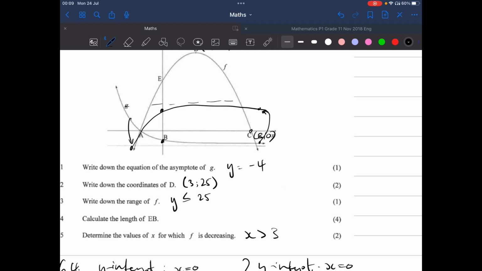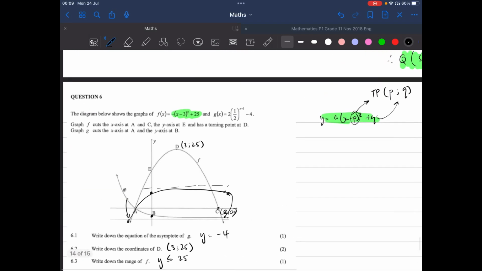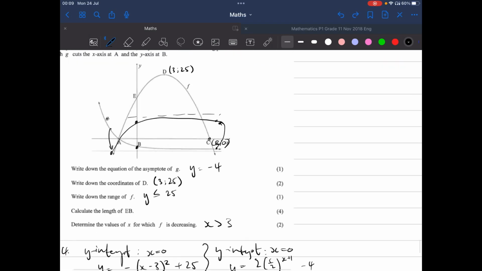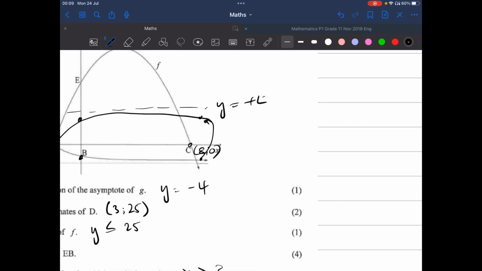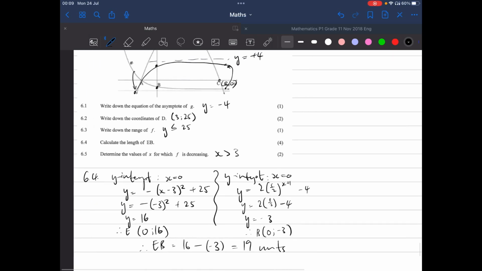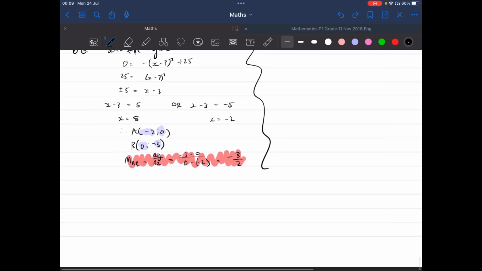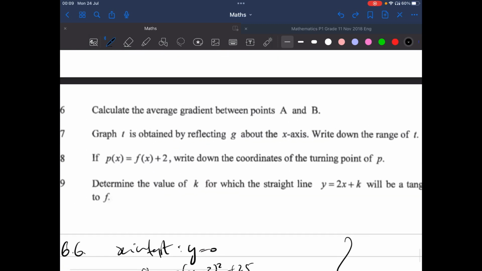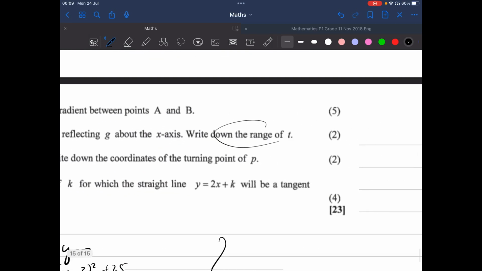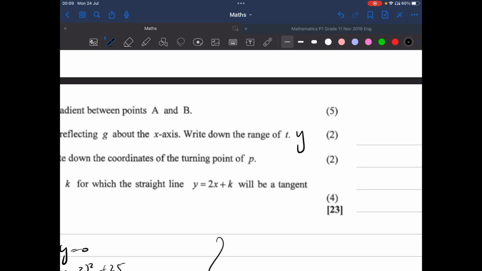So our asymptote now goes there. Where initially it was minus 4, now it's going to be plus 4. So our range then is that y is less than 4. To write down the range of T, the range of T is that y is less than 4. Okay, cool.